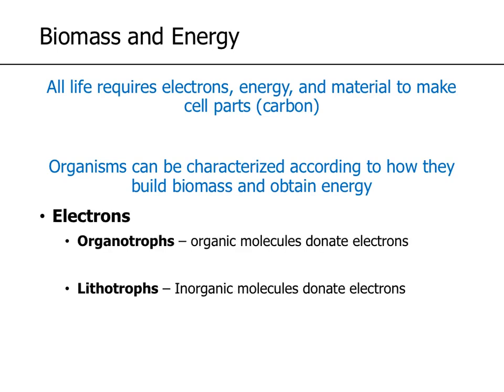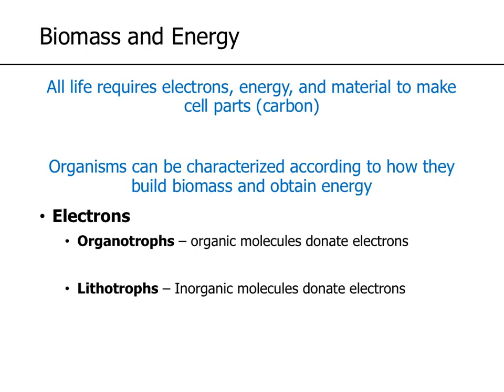All right, and then the final one is electrons. This is essentially where the chemotrophs from the previous one are actually getting their electrons from. The organotrophs are getting them from organic molecules, things like sugars. And then the lithotrophs are getting them from inorganic molecules, inorganic chemicals, things like H2 gas, H2S, nitrate, things like that, okay?